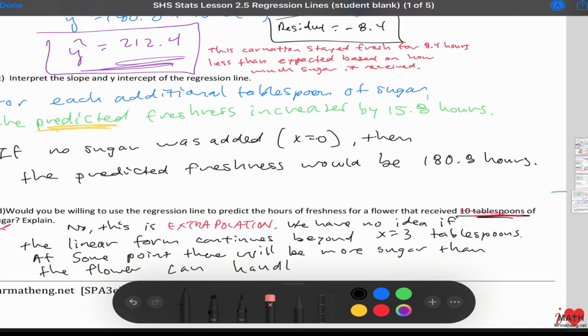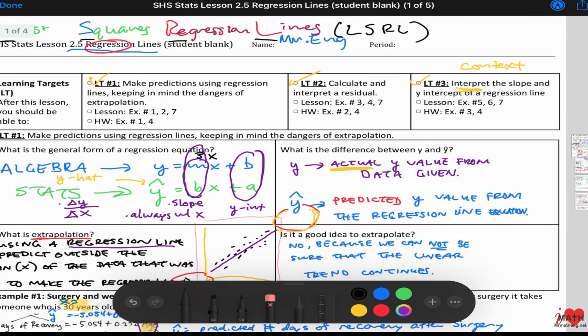All right, so that was lesson 2.5, regression lines. Let's just review what we did. We made some predictions, right? And we just did extrapolation. We can calculate the residual, and we can interpret the slope and the y-intercept.